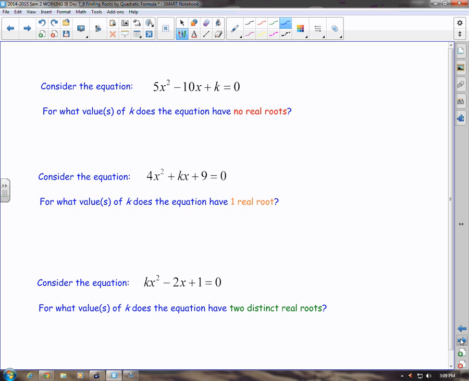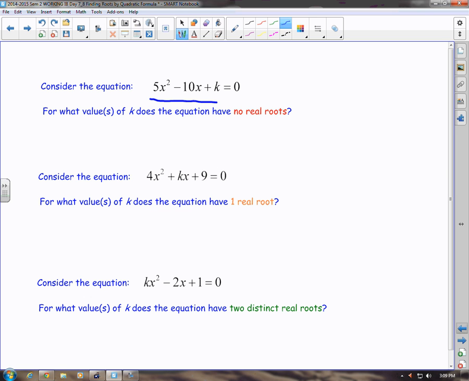And I think this is our last slide. If we have an equation that's not complete, 5x squared minus 10x plus something, for what value or values of k will this equation have, and then you can pick basically what scenario you want.